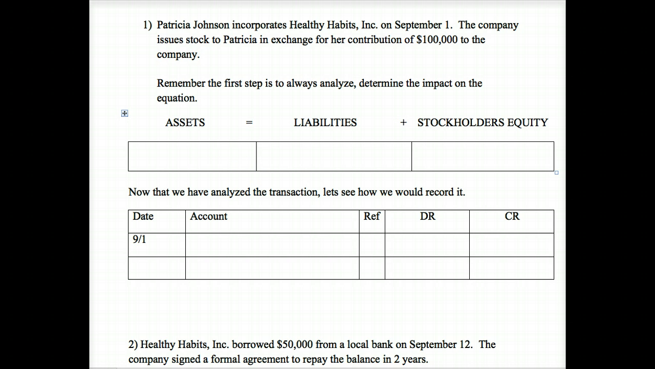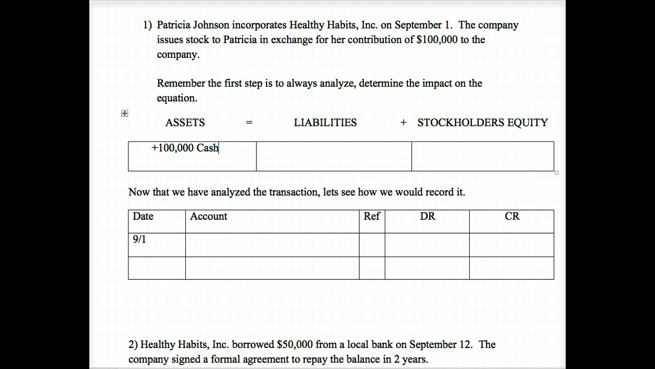Now, do y'all remember how we analyze this transaction? We need to pull out the accounts that are necessary. Remember, we're looking only at Healthy Habits, our company. Now, our company is receiving $100,000. So what does that mean? Well, we're receiving cash. What type of account is cash? That's right, it's an asset. So in this case, our assets are going up. So remember in our last lecture, we said cash would go up by $100,000.